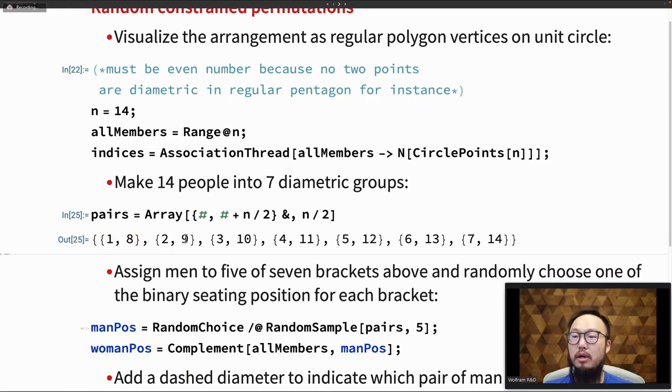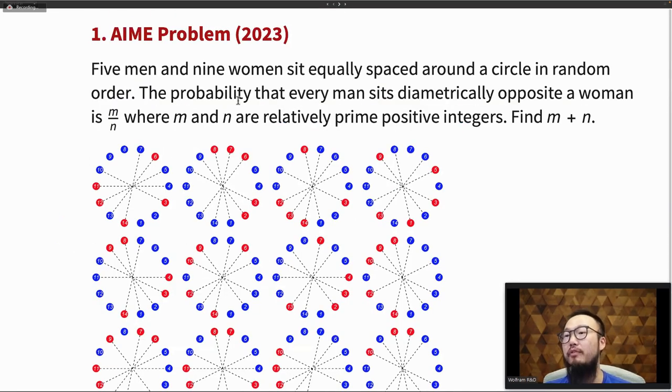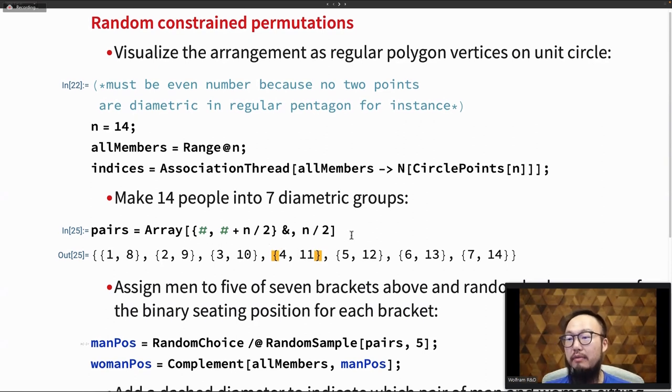Okay. So these are the brackets, because in that way, if you select five brackets out of seven, you always guarantee that there is only one man sitting in one bracket. And here is a quick comment about this problem. You can't have more than half of the people be male, because by the pigeonhole principle, if you have eight men but only seven brackets, there is guaranteed at least one bracket with two red points, or two males. So that will be zero probability. Okay, you won't have anything like that happen properly or nontrivially.